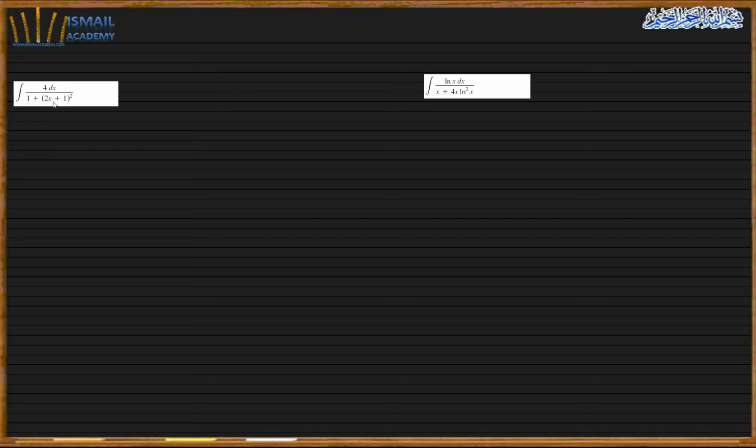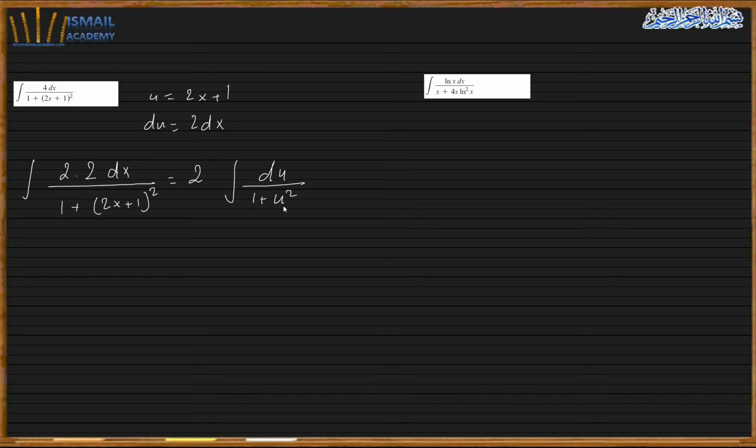here I choose 2x plus 1, so I will do this as my derivative. It will give me 2, so u will be 2x plus 1, so du will be 2 dx. So what I have here is 2 times 2 dx over 1 plus (2x plus 1) squared. Now this 2 dx is my du, and I pull the 2 out, so it's going to be 2 times the integral of du over 1 plus u squared.